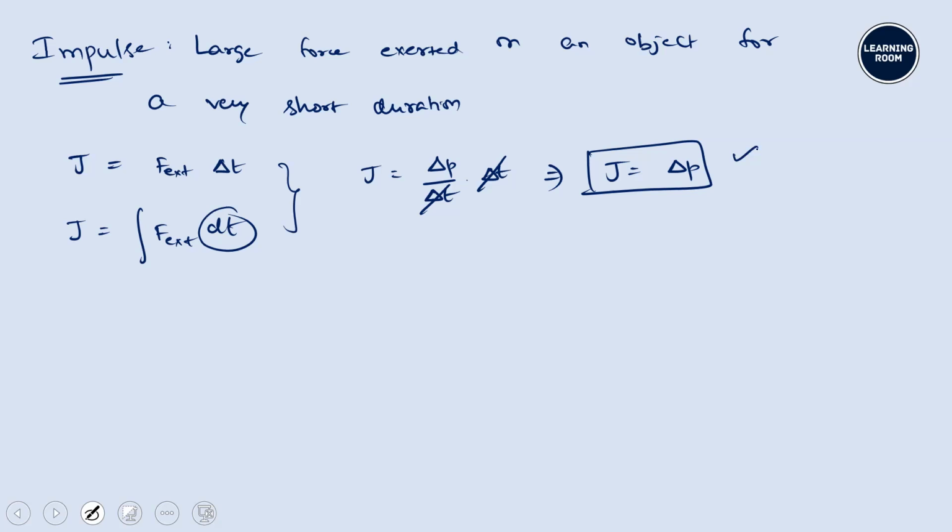Now if you see, what is going to be the SI unit of it? So what is the SI unit of linear momentum? If I use F external into delta T, force is measured in Newton and time is measured in second. So Newton second is the unit of impulse. Or if I use J is equal to delta P, it is measured in kilogram meter per second. So kilogram meter per second is also the unit for impulse. Is the point clear? That is how it goes.